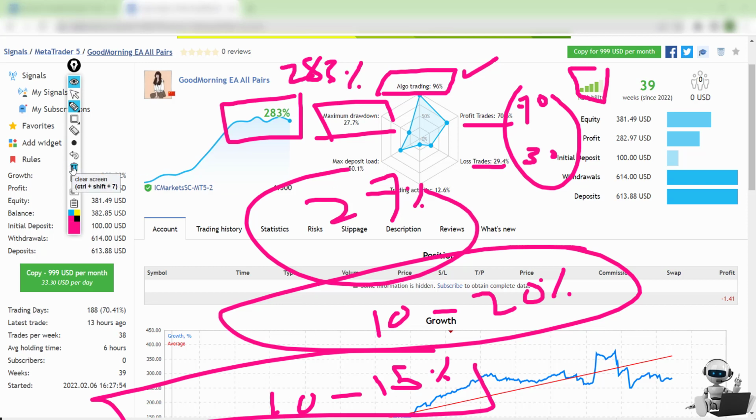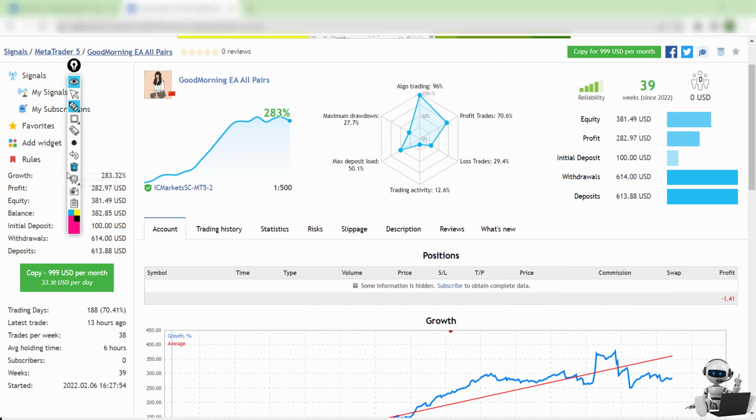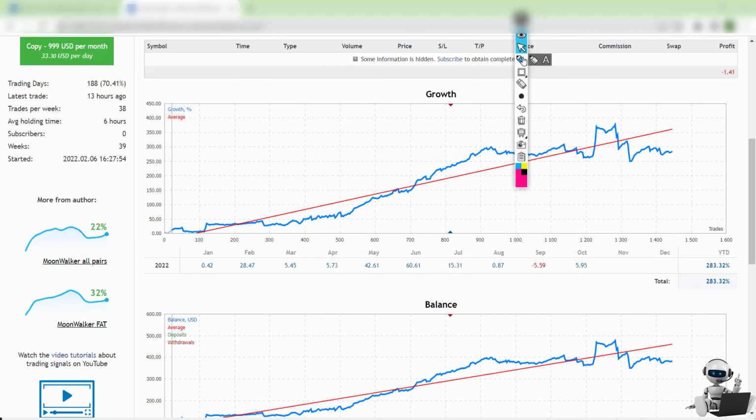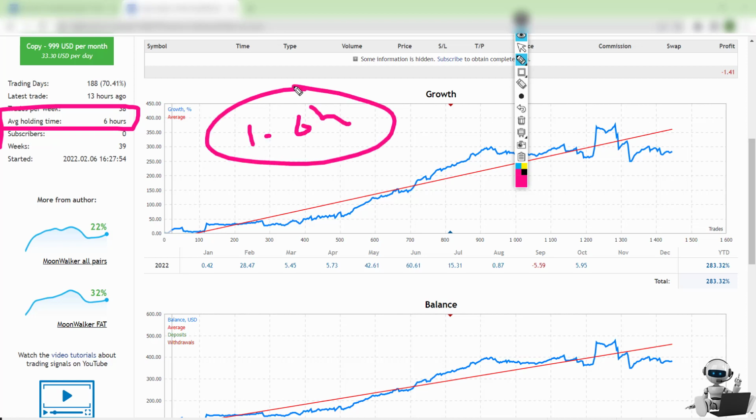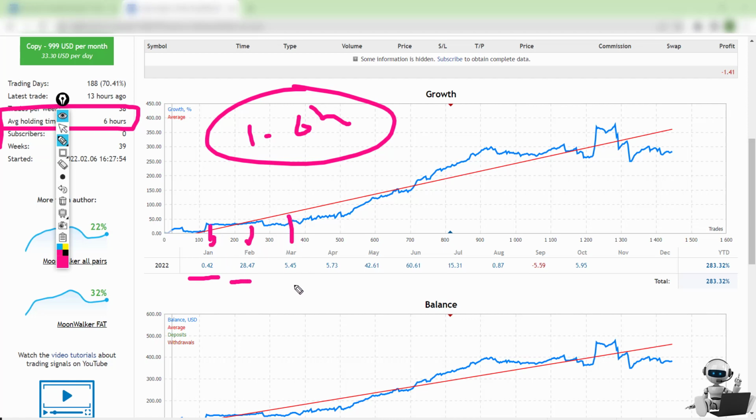So I will be recommending that you also have these filters. Now for the average holding time, it is a little bit long, from 1 hour to 6 hours, but it is a nice scalper, and this happened with some nice scalpers. For the table, you can see from January we have low gain, February amazing, March okay, April is okay, May we have amazing, June we have 60%.